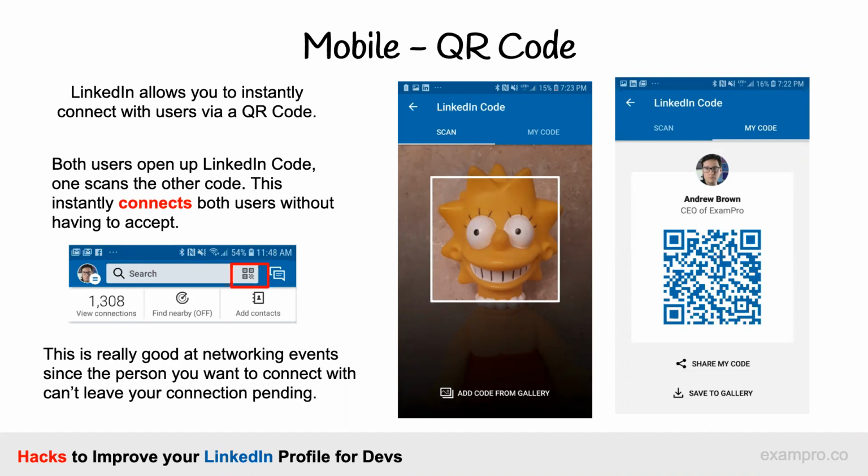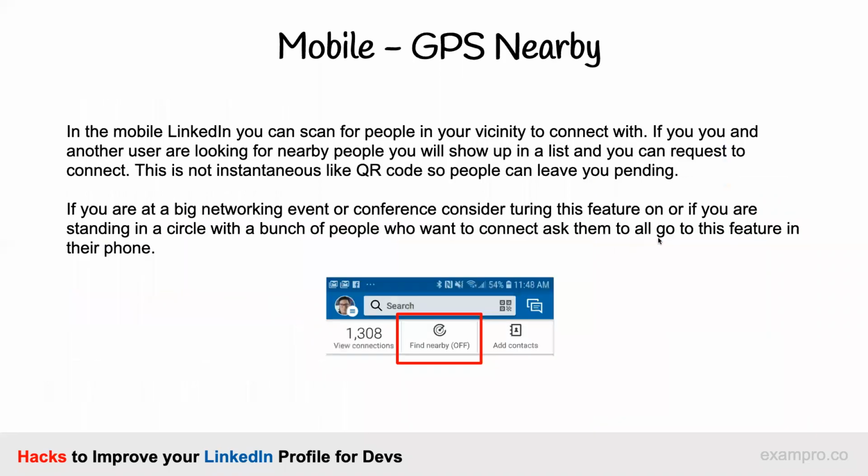Also, some people just forget. Some people are more popular. I have a lot of people in my pending. For me, it takes a long time to get back to people. So this is a little trick that you can do, and it instantly connects, and you're not going to have problems later. You can also download your QR code and share it. I've never done that, but maybe it's a good idea.